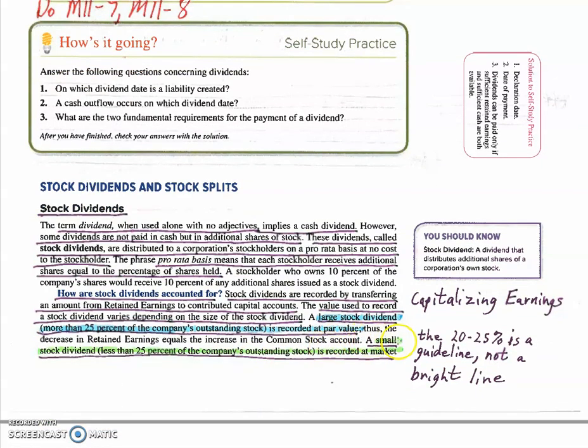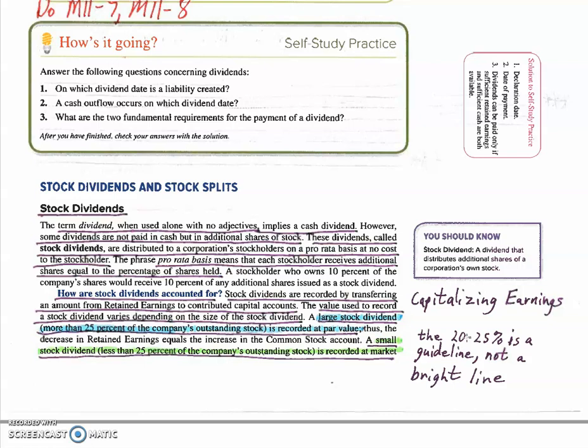Now, the literature gives a guideline of 20 to 25% as the breaking point between a small stock dividend and a large stock dividend. Any dividend less than the 20 to 25% range is considered a small stock dividend. Anything greater than the 20 to 25% range is considered a large stock dividend.